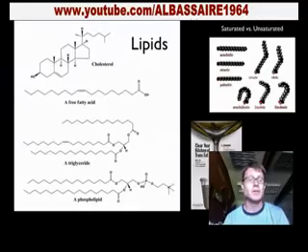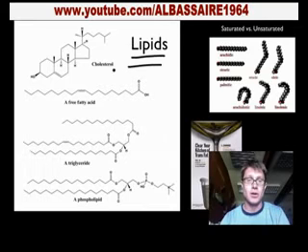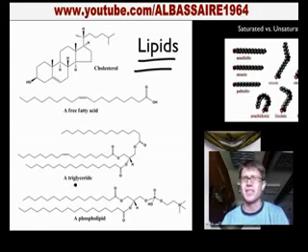Okay, next ones are going to be the lipids. Lipids give us energy, but remember they also make the membranes inside us. Lipids, these are all different types of lipids: cholesterol, triglycerides. This would be regular fat that makes ice cream taste so good.